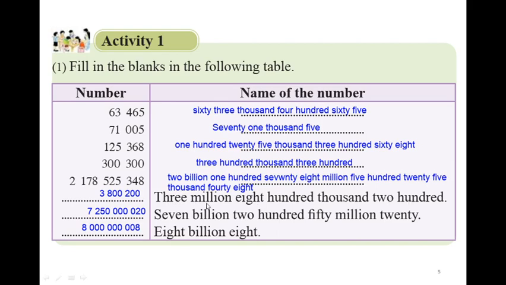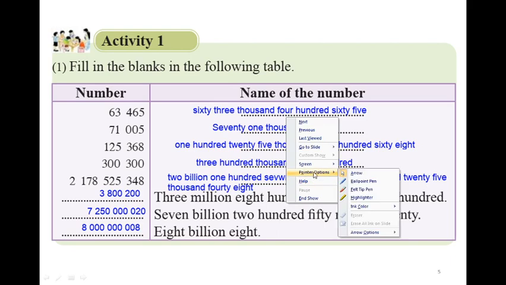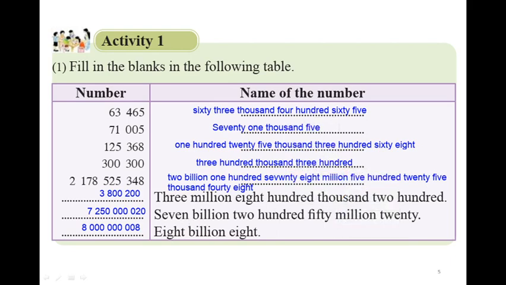3,800,200. Here look, we have millions, we have hundreds. Take the pen. We have millions and we have hundreds and we have thousands and we have 200. Here how many zones do we have? 3,800,000 here and here only, not this one.